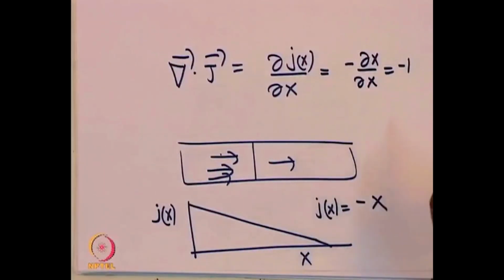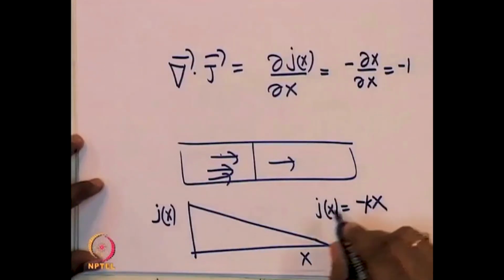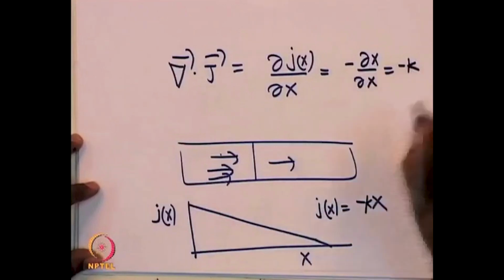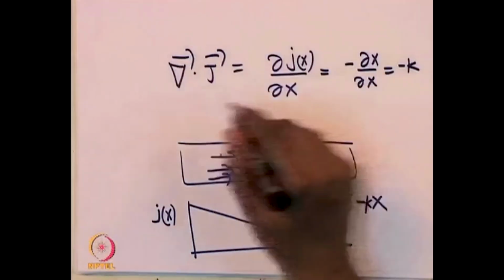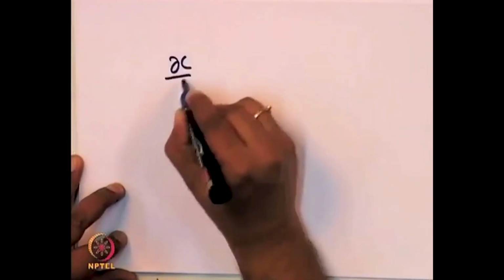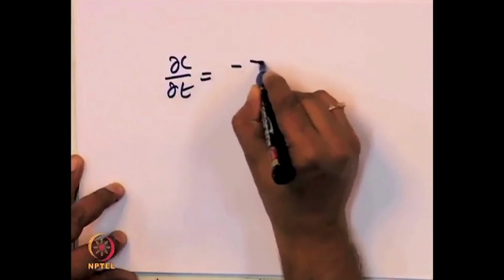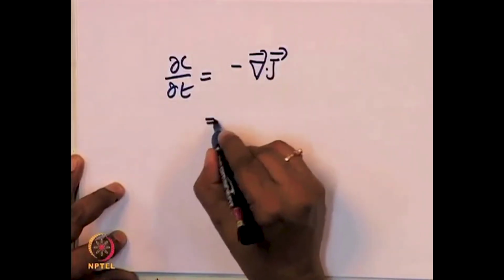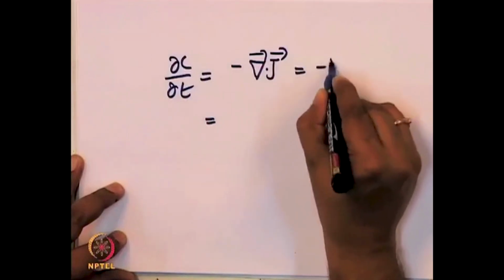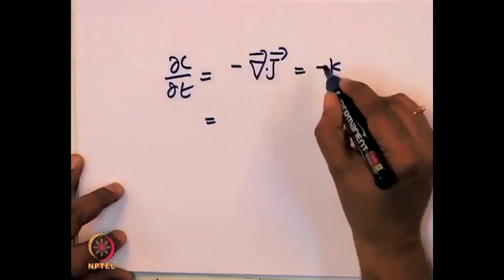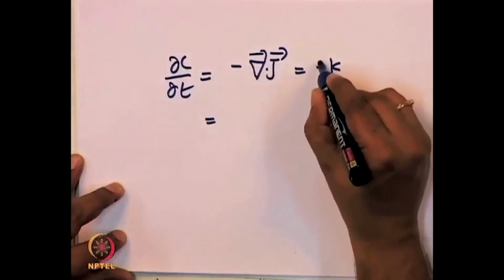This is minus 1. So, if you want, I can write this kx, where k is a slope. So, this will be minus k. So, there is a constant decrease, del dot j. Now, if we look at this equation that we just wrote, del c by del t is minus del dot j, and we found that del dot j is minus k. So, j is plus k.